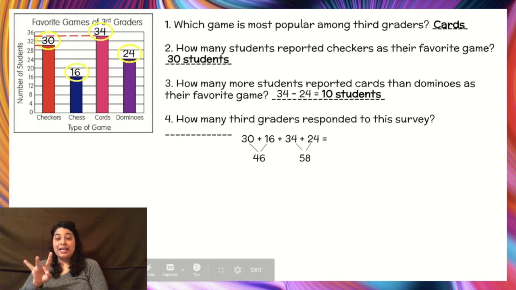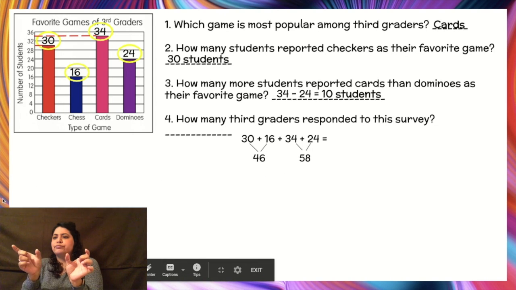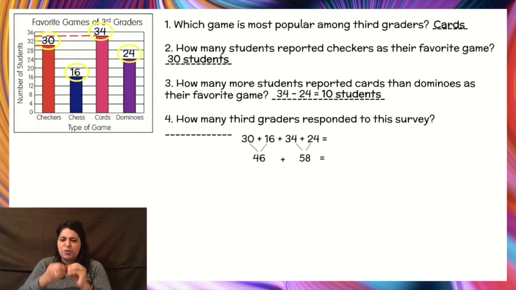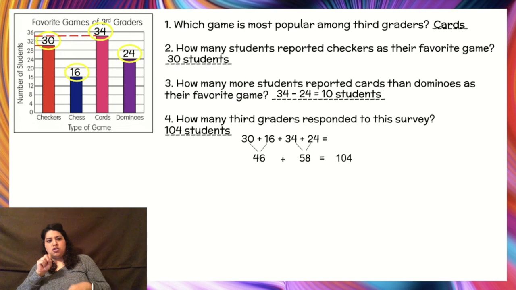Now what we're going to do with these is we're going to add 46 and we're going to add 58. Okay, so go ahead and add those two numbers together. You're going to have to regroup. You should have gotten the answer 104. Okay, so 104 students took this survey. Great job, guys. Let's do one more together.